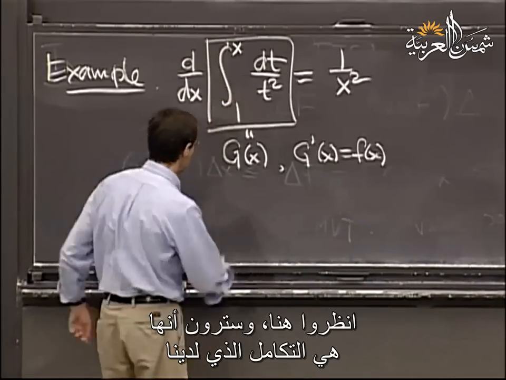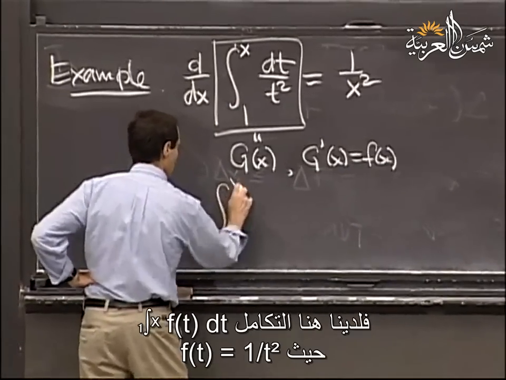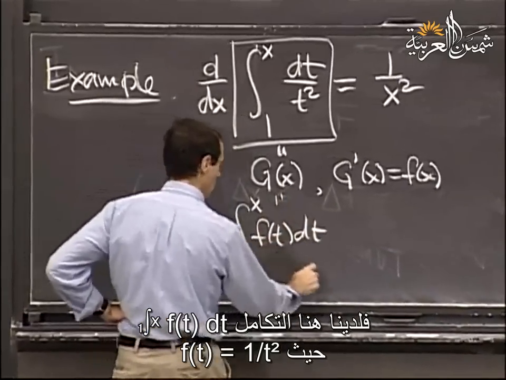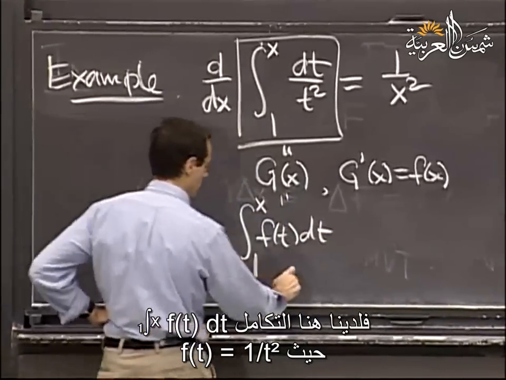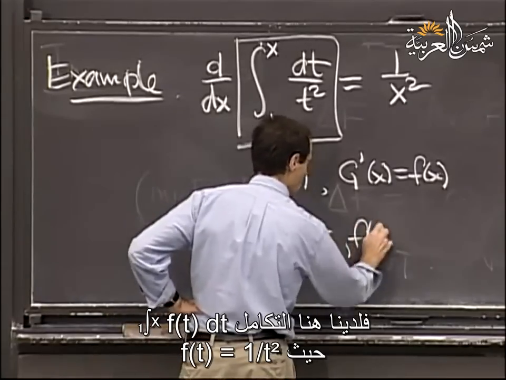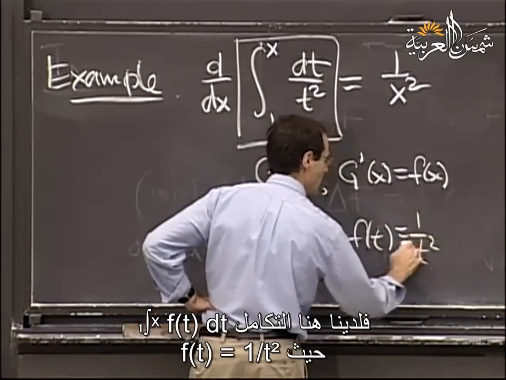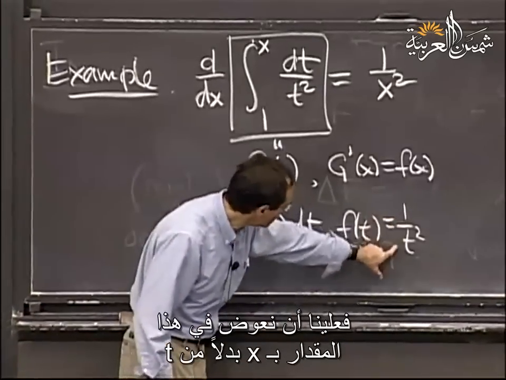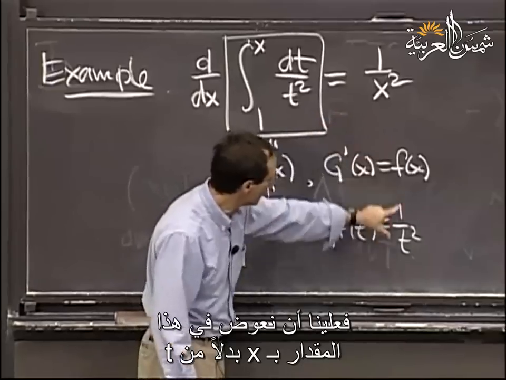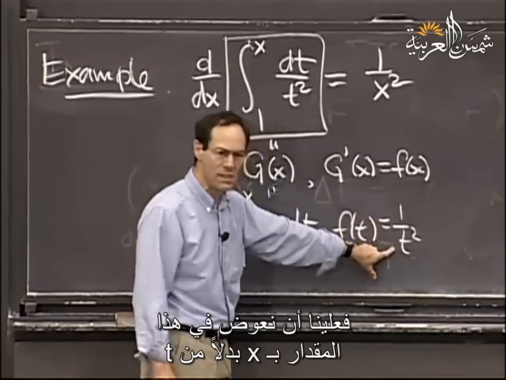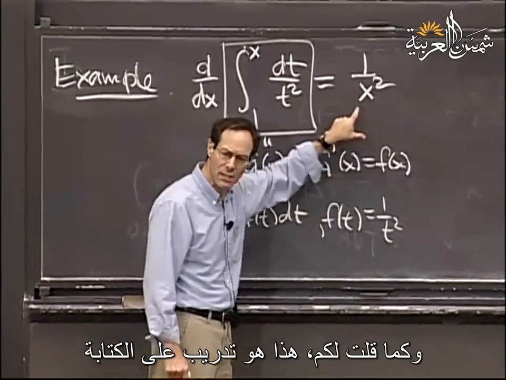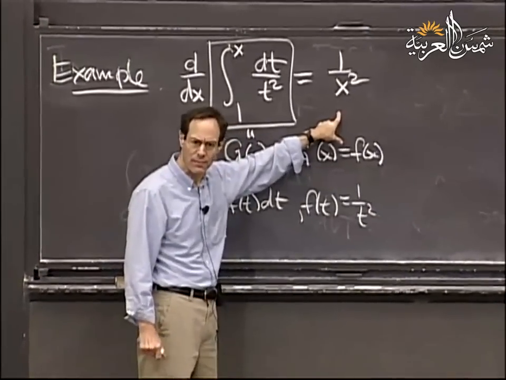Look inside here. It's what's called the integrand. This is the integral from 0 to x of f of t dt, right? Where the f of t is equal to 1 over t squared. So your ability is challenged. You have to take that 1 over t squared and plug in the letter x instead of t for it, and then write it down. As I say, this is an exercise in recopying what's there.